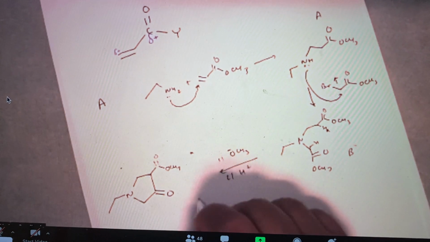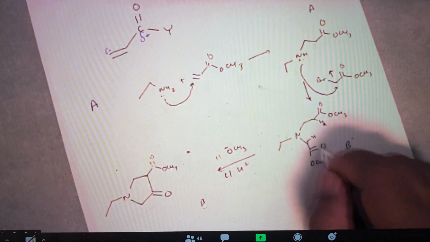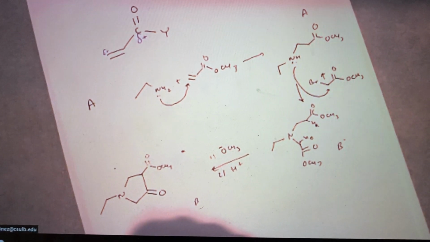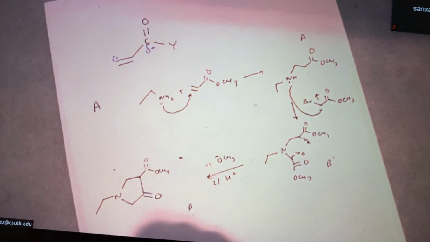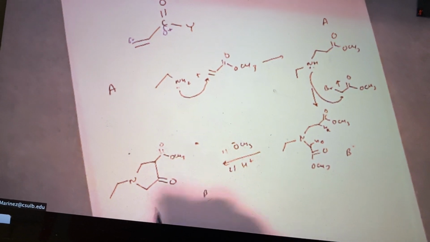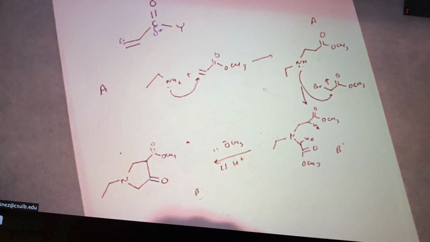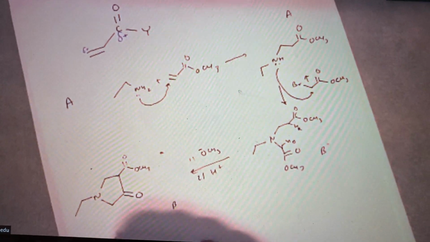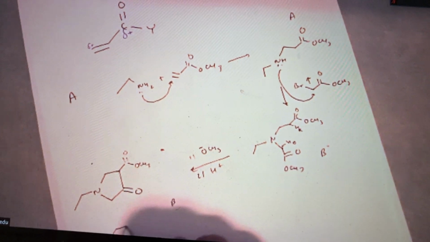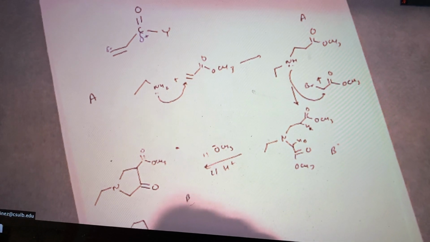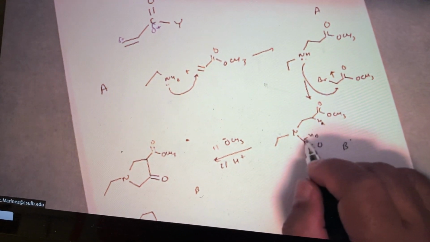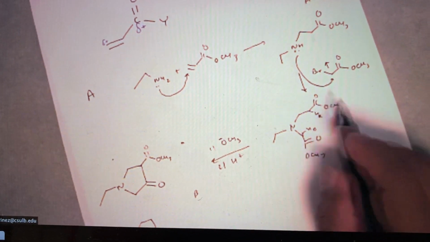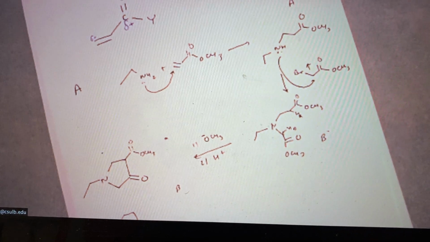If I was to attack at B, let's try that. If I attack at B, it's going to attack 1, 2, 3, 4, 5. So I get another 5-member ring. And because this is an ester here, I regenerate the carbonyl.